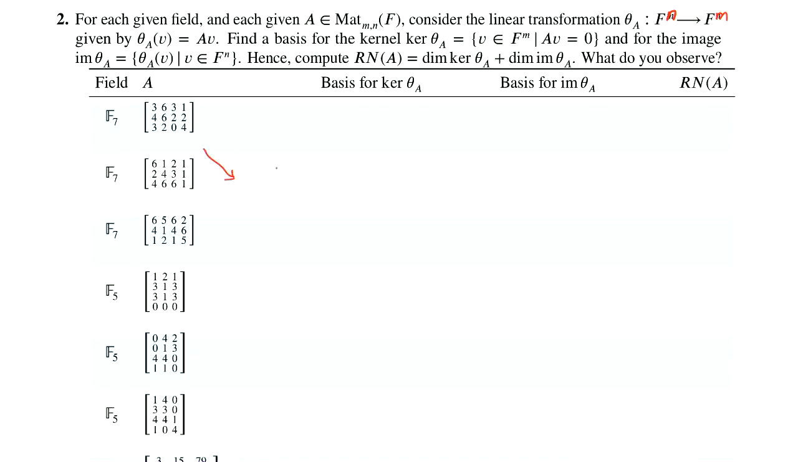So we just row reduce 3, 6. Oh, that's in F7. I can't work in F7. That's too hard. Let's do the F5 example. My mod 7 arithmetic would just be embarrassing. So let's do this one instead. 1, 2, 1, 3, 1, 3, 0, 0. Oh, sorry, I missed a row. 3, 1, 3, 0, 0, 0.